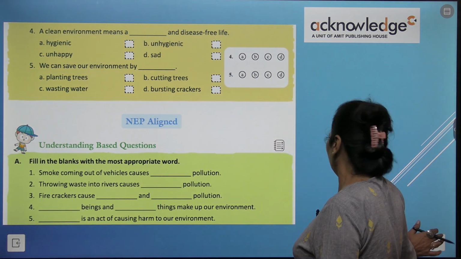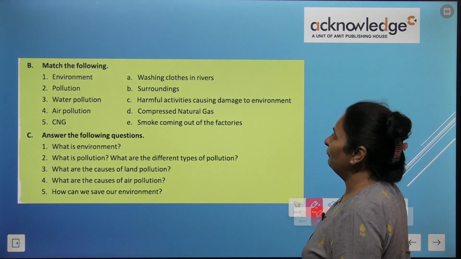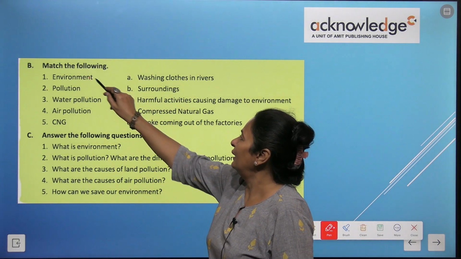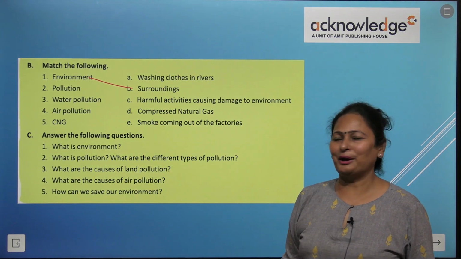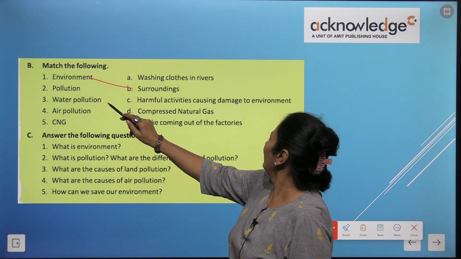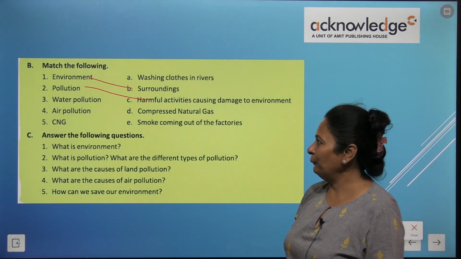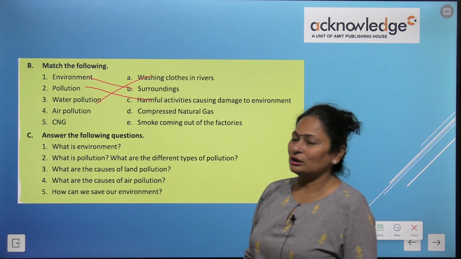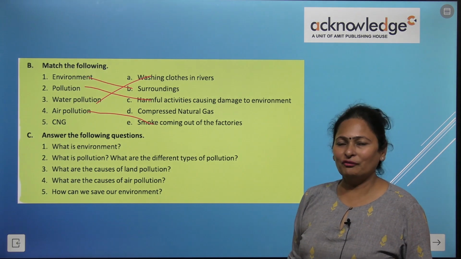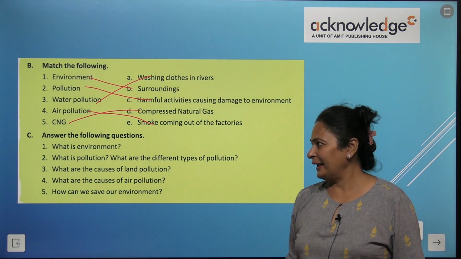Have you understood? Very good, kids. You all are very intelligent. I know this. Question number B, match the following. What is the environment? Environment is our surroundings. Very good answers by you all. Pollution is what? Pollution is harmful activities causing damage to environment. Water pollution, washing clothes in the river. Air pollution, smoke coming out from the factories, and CNG is compressed natural gas, right?